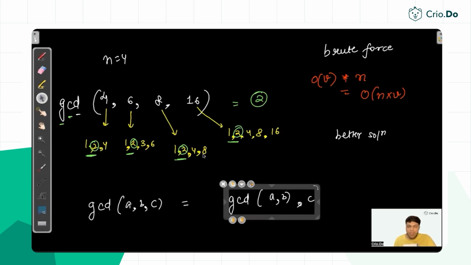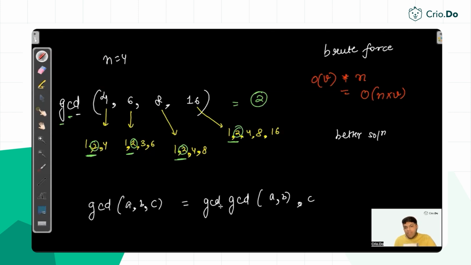the same. What do you mean by that? The GCD of 3 numbers altogether is the same as the GCD of the first two numbers taken with the third number, the GCD applied twice. First time for the first two numbers and then the resultant of them with the third number.